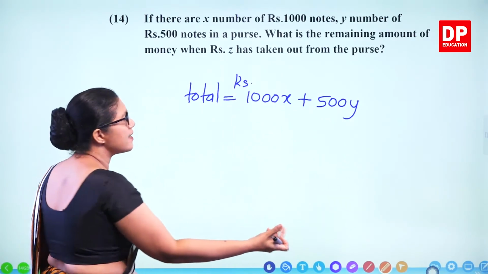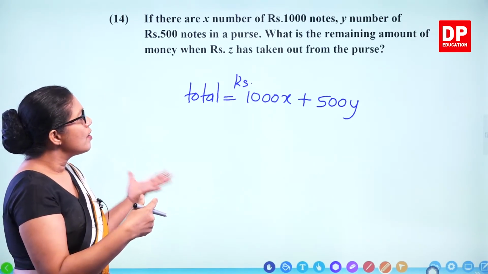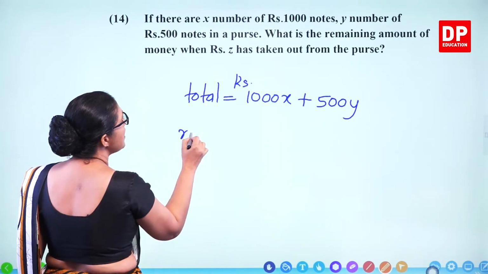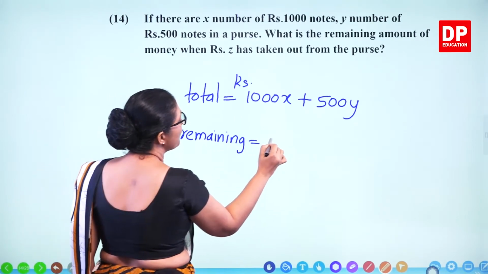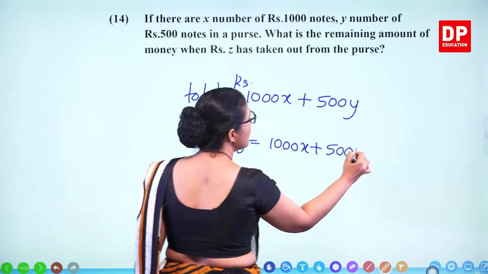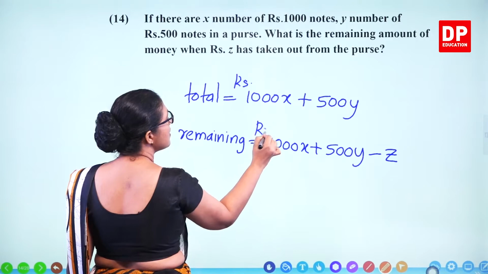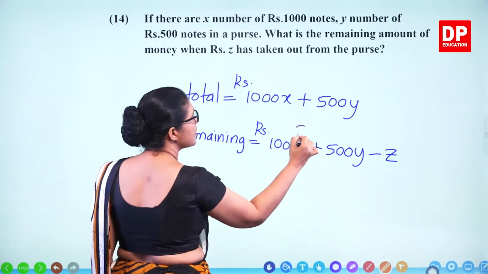But when you take z rupees out, for the remaining you have to subtract that value from the total. So the remaining amount is 1000x plus 500y minus z. So this is in rupees. So you get 2 marks for that.